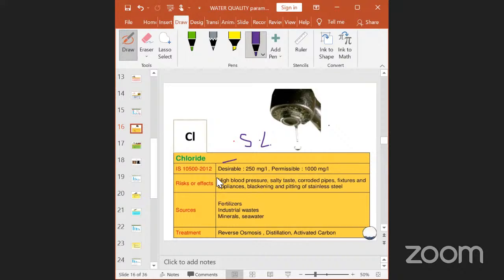The desirable limit is 250 mg per liter and the permissible limit is 1000 mg per liter. It causes high blood pressure and salty taste, and some of the risks and sources are fertilizers, industrial waste and seawater. Treatments are also RO, distillation and activated carbon, right?